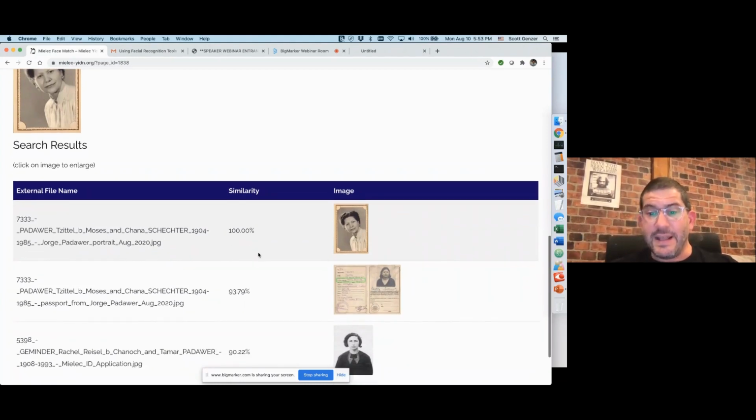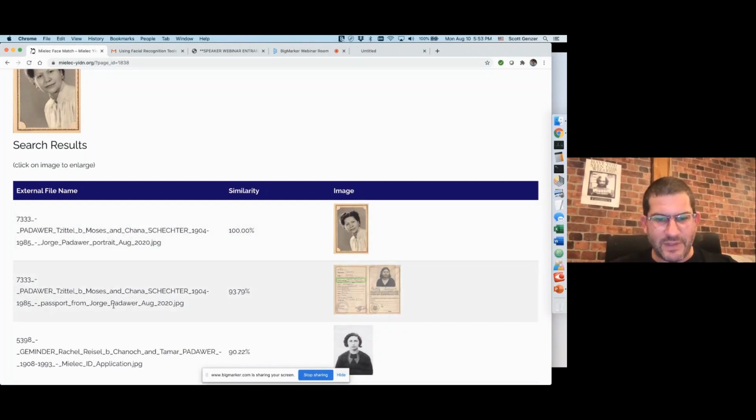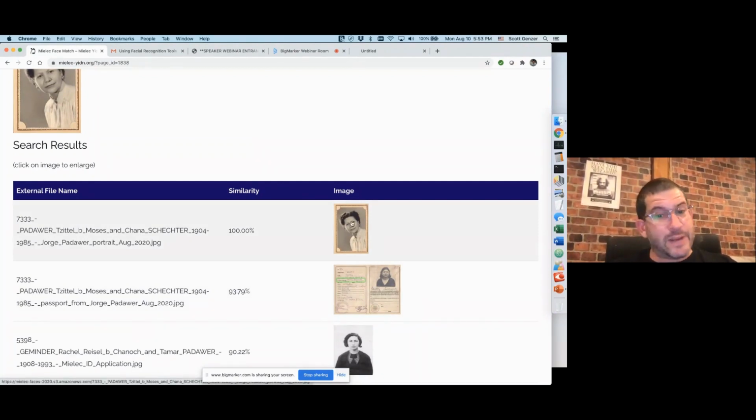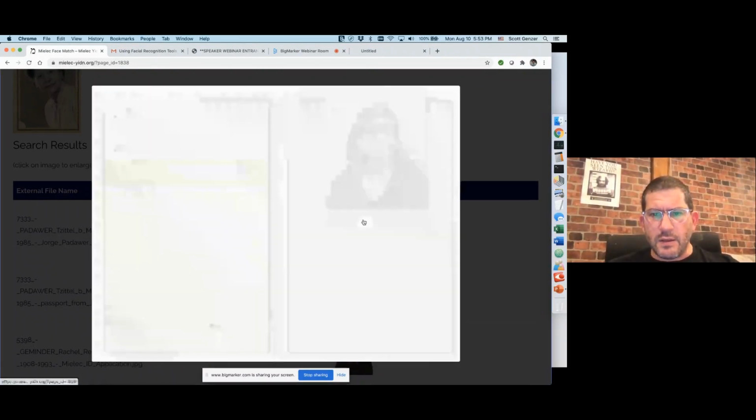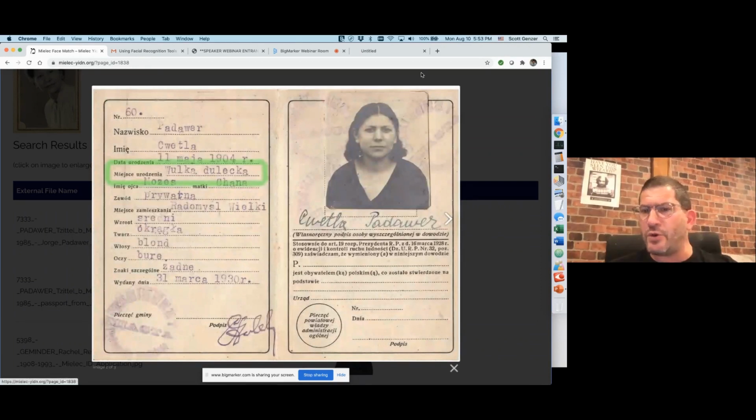But it also found the passport picture that Jorge had given me before of the same woman with a 93.79% match. Now, I'd like to show that to you just to show you that these pictures are not exactly the same, but when the computer measures the landmarks, it does find it. So if you click on these, you can now see this nice and large. This is Jorge's original picture of, I believe, his great-grandmother. And this is the passport picture. By the way, you'll notice I didn't crop it. You don't need to. It's useful, but you don't have to. And you can see, if I go back, there's the passport picture.